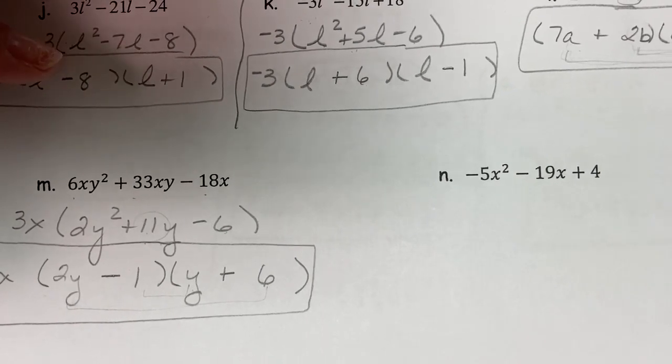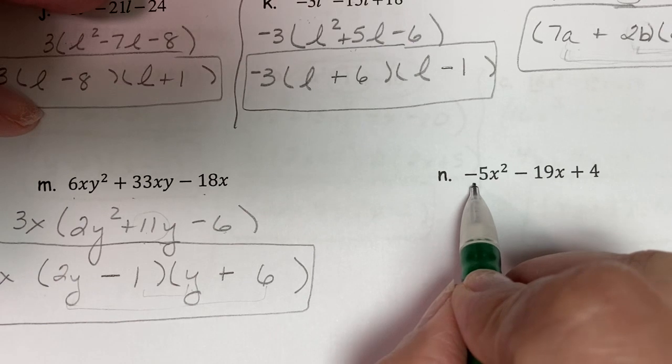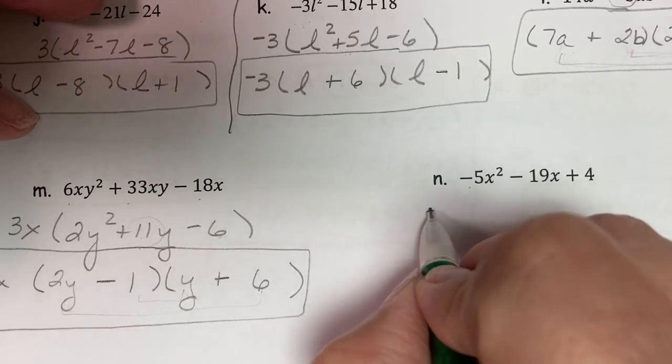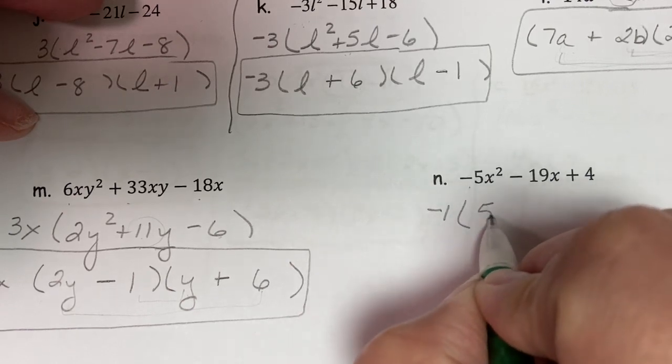For n, again, I hate it when there's a negative number in front of my x squared. Even though I can only factor out a negative 1, I'm going to do it.